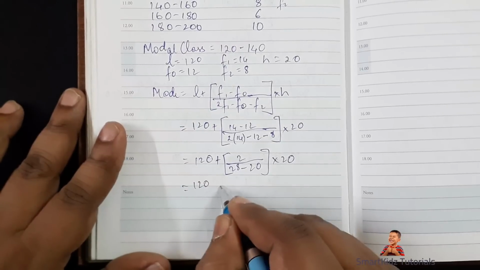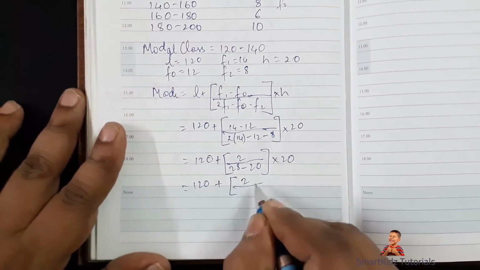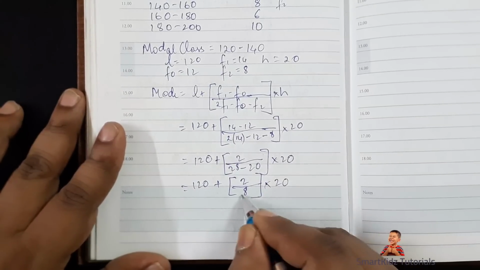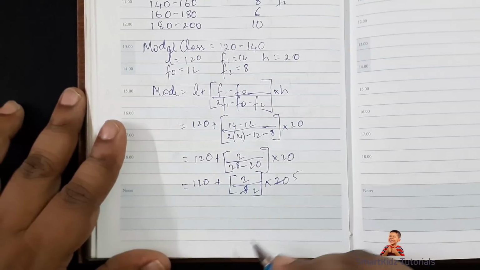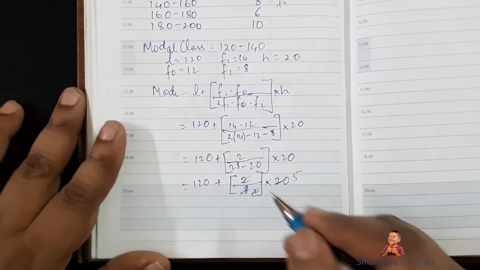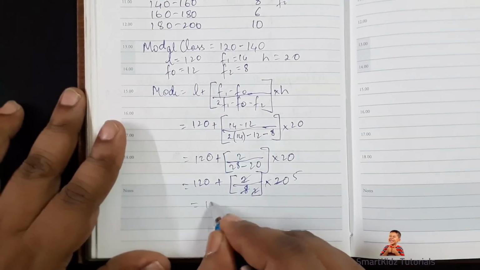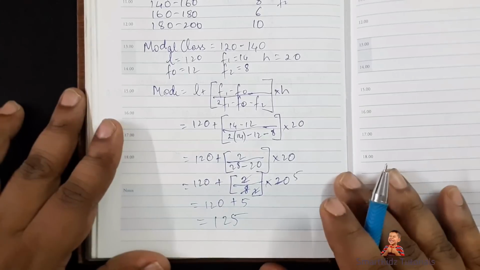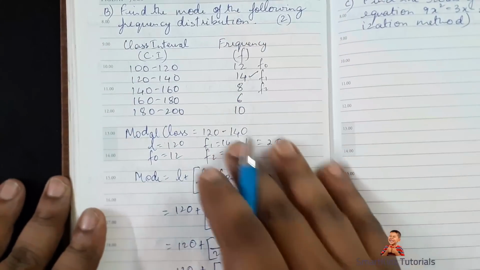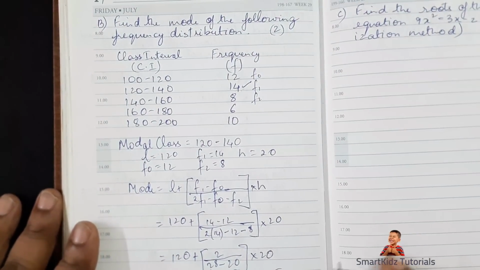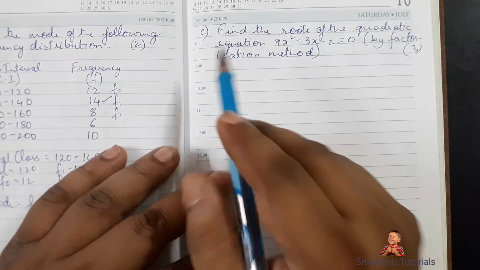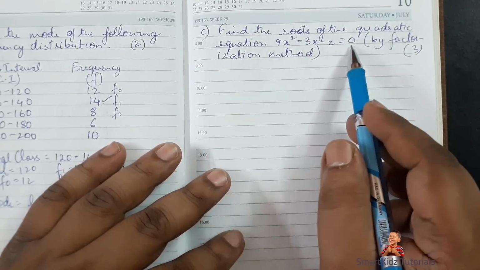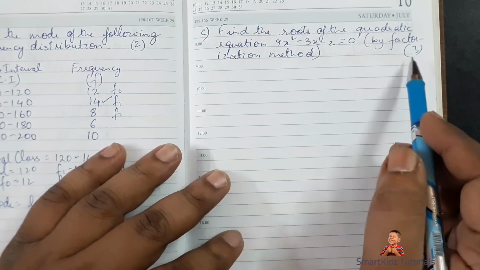Then 120 plus 2 upon 28 minus 20 is 8, into 20. 4 2s are 8, 4 5s are 20. 2 ones are 2, 2 ones are 2, cancel. So we are left with 120 plus 5, which is 125. So this is the mode of this data that is given to us. It's for 2 marks. Question 1c, find the roots of the quadratic equation 9x square minus 3x minus 2 equal to 0 by factorization method for 3 marks.